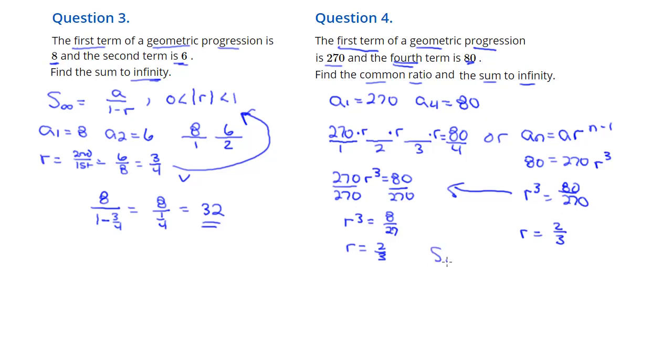No matter how you get it, the absolute value of 2/3 is between 0 and 1, so I can use the formula. The first term is 270, so that's divided by 1 minus 2/3. Well, 1 minus 2/3 is 1/3, so 270 divided by 1/3 is the same thing as multiplying by 3. 270 times 3 is 810. And that's the answer to that.